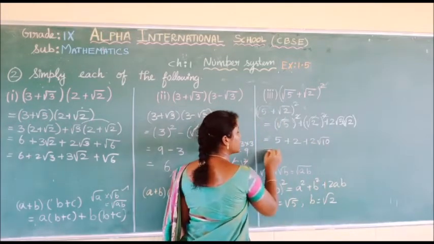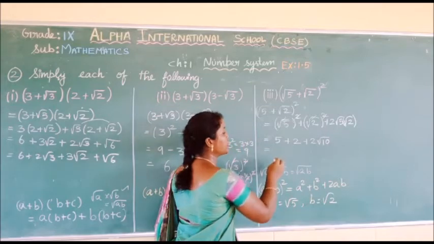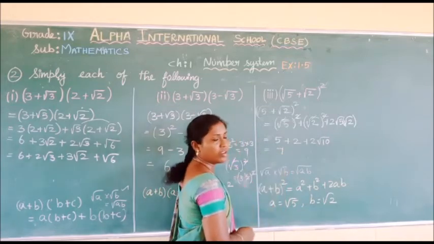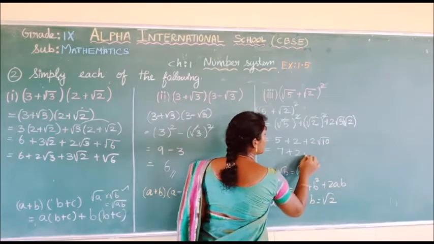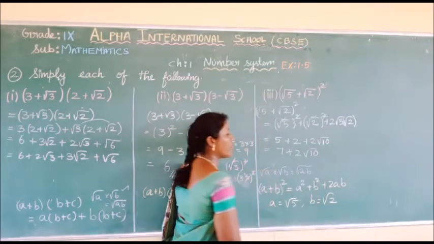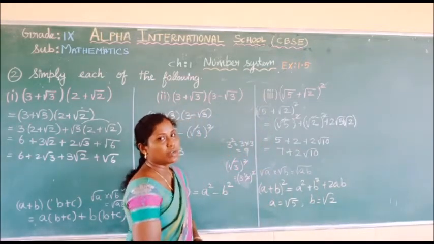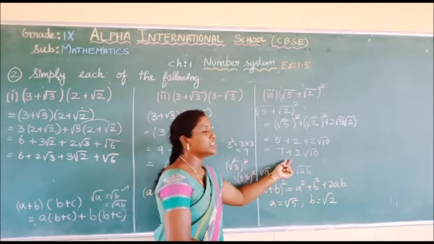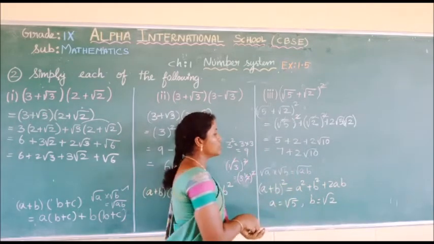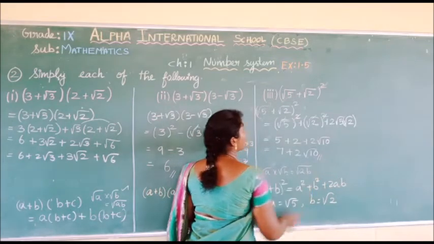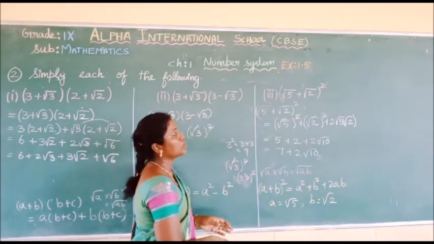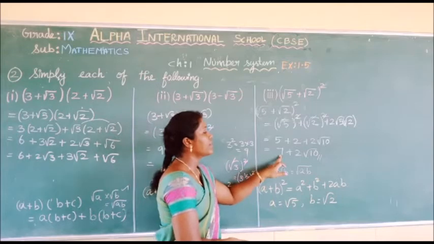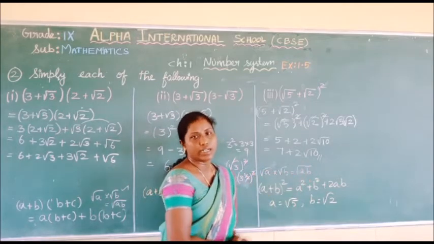What will be the final answer, children? 5 plus 2, we got the value as 7 plus 2 root 10. We are having one rational and another irrational number. Rational and irrational number cannot be added. So this is your final answer. So we got the simplification of the third subdivision, root 5 plus root 2 the whole square, as 7 plus 2 root 10.